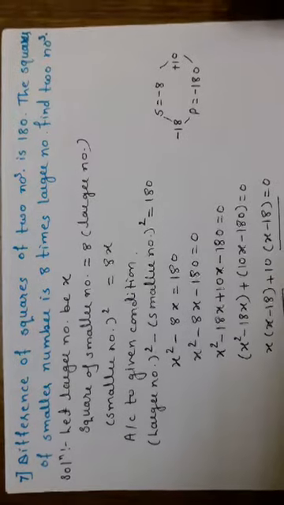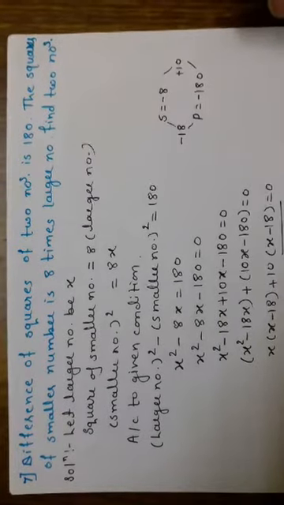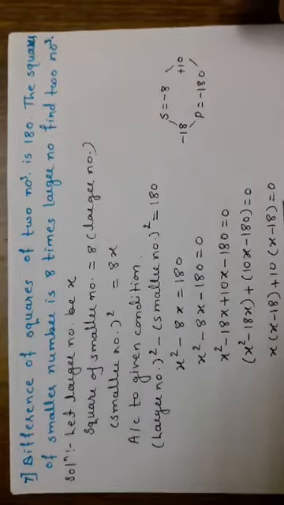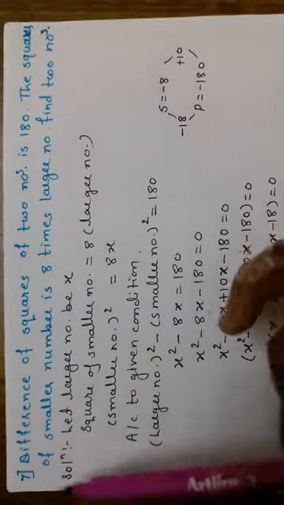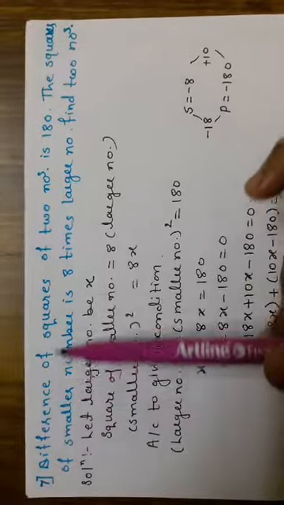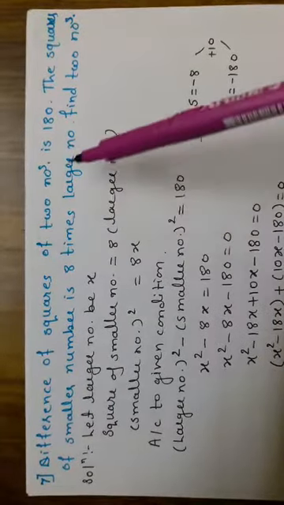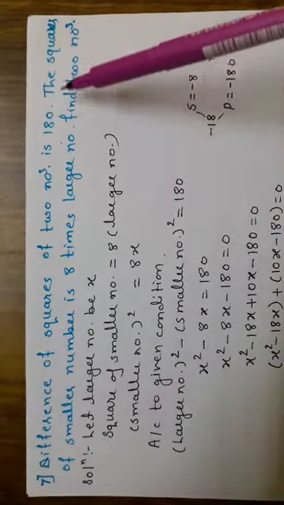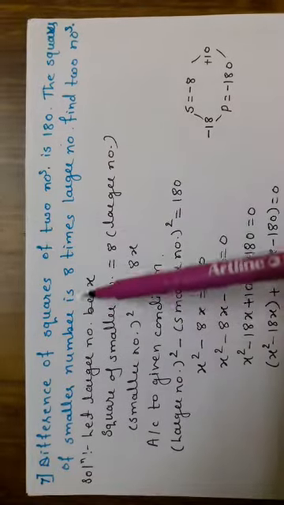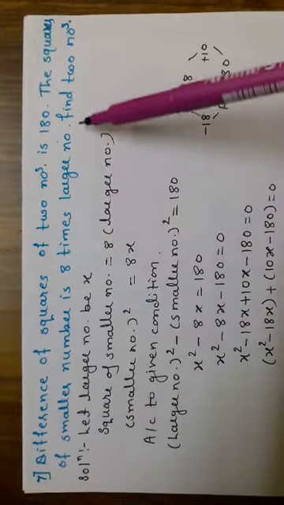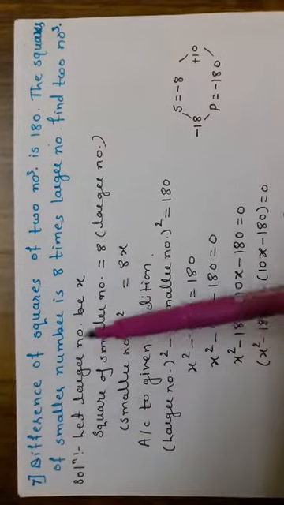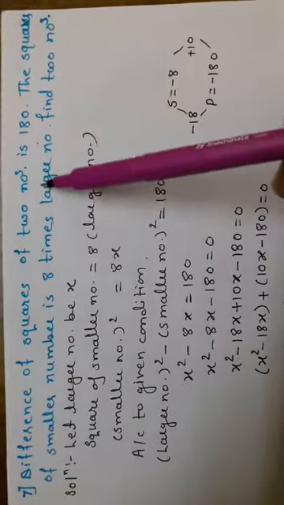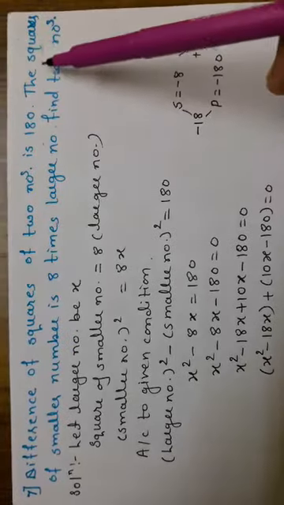Students, in the previous part we have completed problems 1 to 6 of exercise 4.3. Now just see the 7th problem. The difference of the squares of two numbers is 180. The square of the smaller number is 8 times the larger number. Find the two numbers.